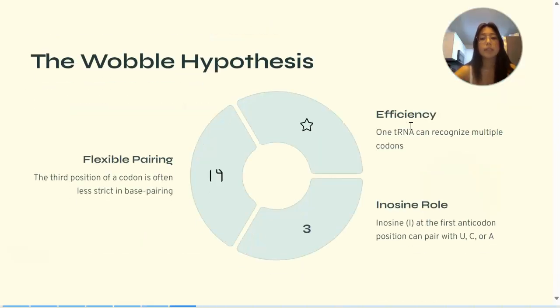The Wobble hypothesis explains why fewer tRNAs are needed than the number of codons. The third nucleotide of the codon, known as the Wobble position, is less stringent in its base pairing rules. For example, inosine in the tRNA anticodon can pair with U, C, or A in the mRNA codon. This flexibility allows a single tRNA to recognize multiple codons that code for the same amino acid. It contributes to the degeneracy of the genetic code and enhances the efficiency of translation. Despite this leniency, the first two bases of the codon-anticodon interaction remain critical for specificity.